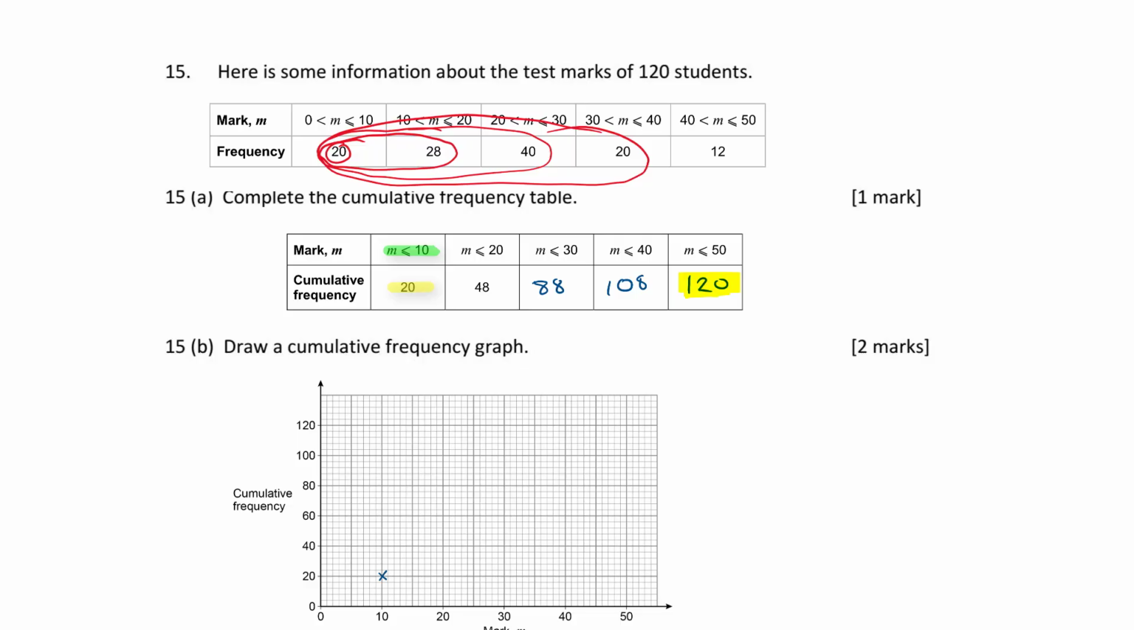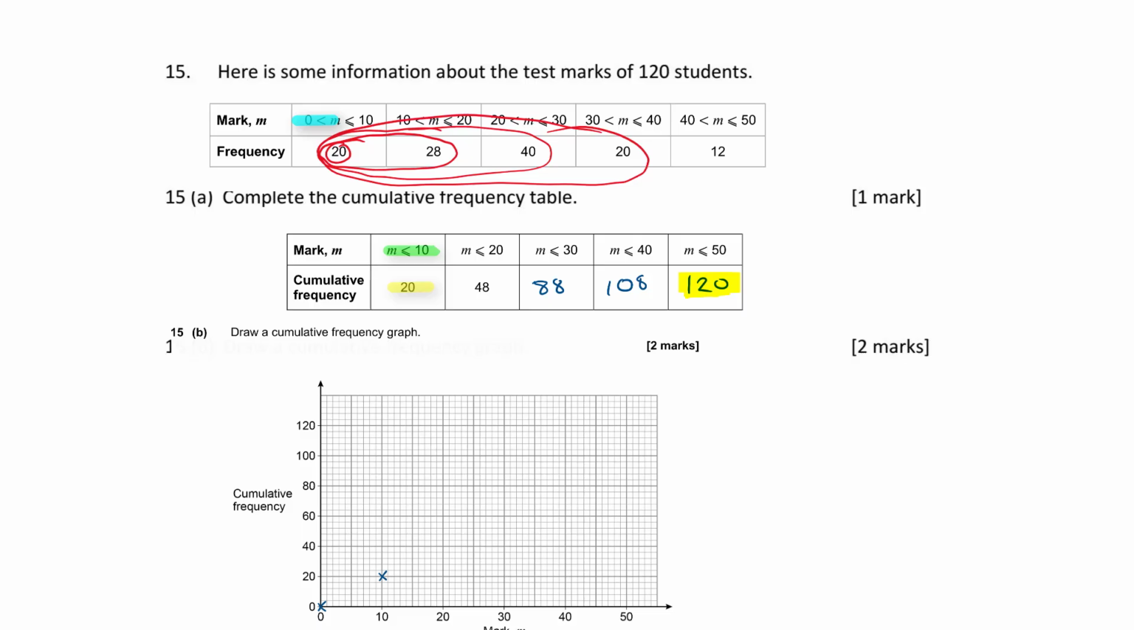We can also plot an additional point, which is our lowest point on the graph. We can plot 0 against whatever this lower class bound is on our first graph. In this case, it's going to be 0, 0. So I'm going to plot an extra point here, 0, 0, and then one at 10, 20. The next one's going to be at 20, 48.